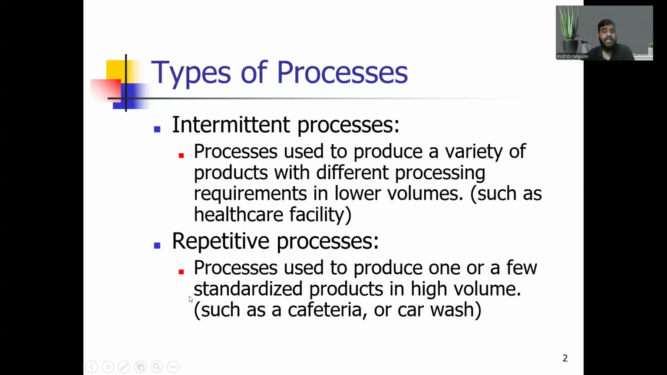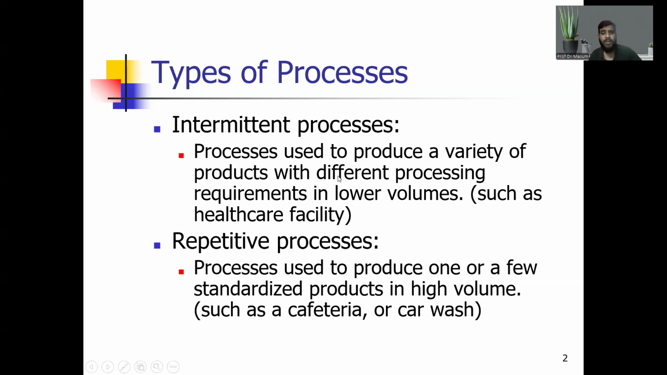Processes used to produce standardized products. We have just finished the definition of standardization. Here, repetitive process is ultimately a standardized process. Processes used to produce one or a few standardized products in high volume. That means when Toyota designs a car, it produces a huge, high volume of the same car. These are the two processes you can choose.